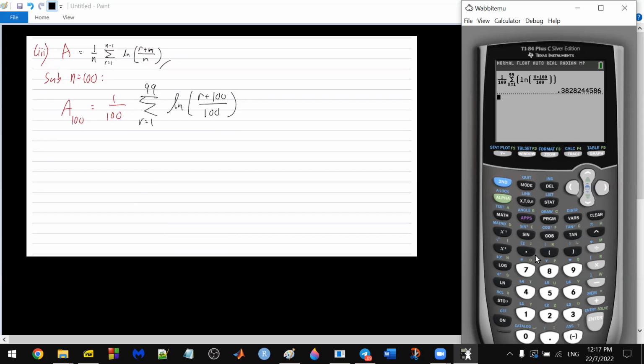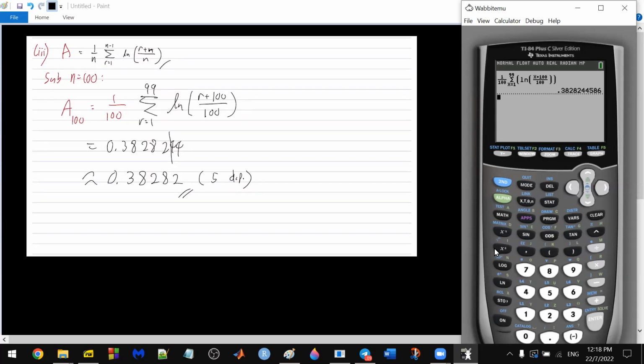And then you wait, and then you get the answer. Okay, great, good. Approximately 0.383. Wait, what did they ask for? 5 decimal places. Yeah, not 3 significant figures. Sorry. 5 decimal places, so it's 0.38282. Okay, good. Yeah, that is part 3.